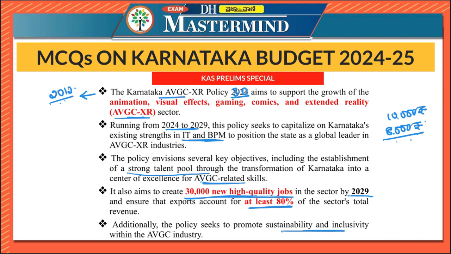So, it also aims to create 30,000 new high quality jobs. When the draft policy was released, the duration was 2023 to 2028. However, in the Karnataka budget, it has been stated that the policy will be released for 2024 to 2029. Please remember, very, very important.